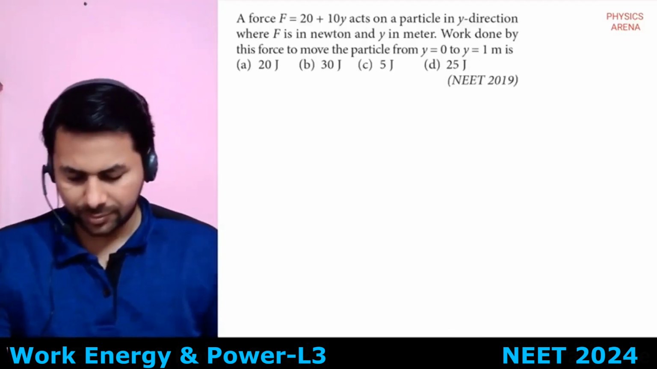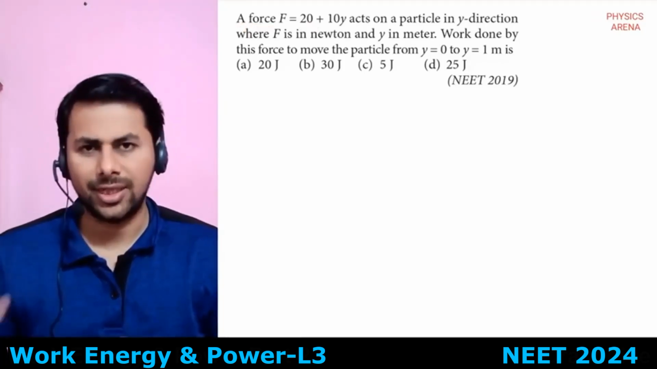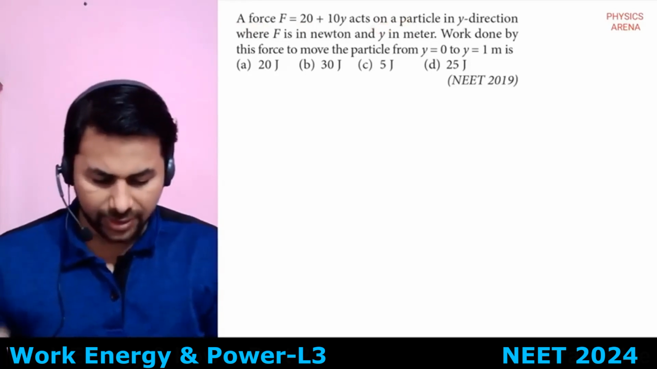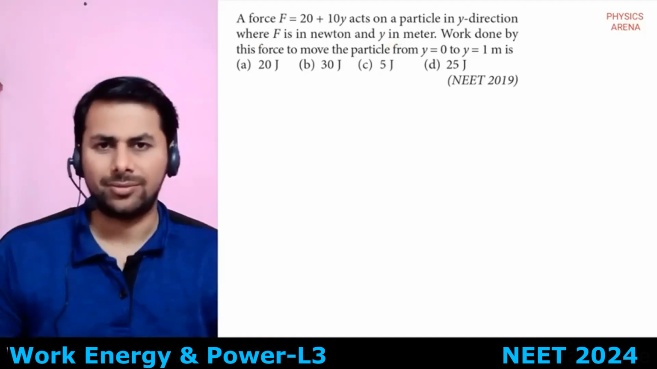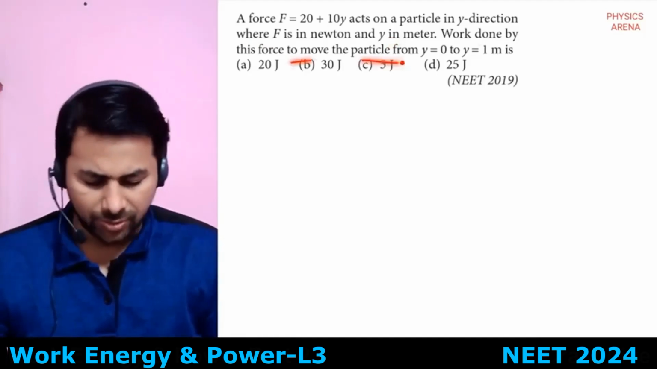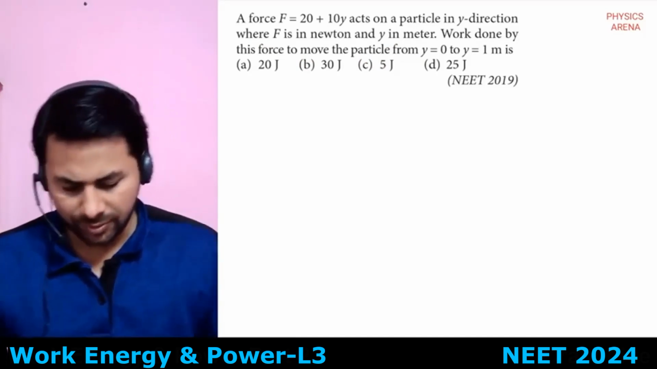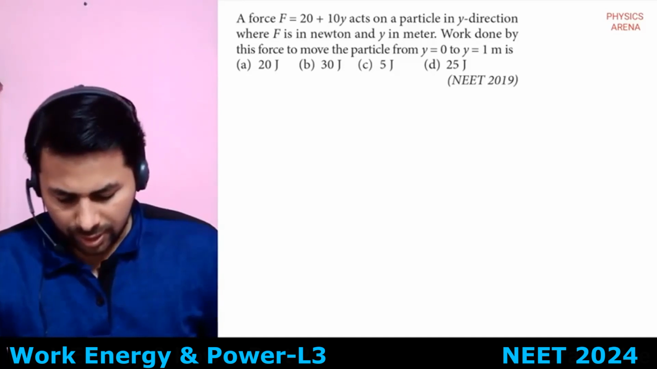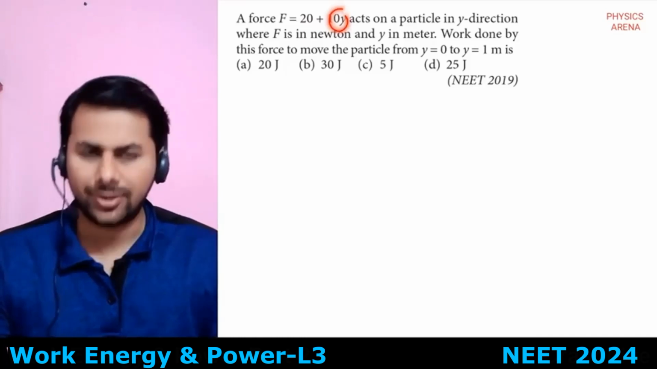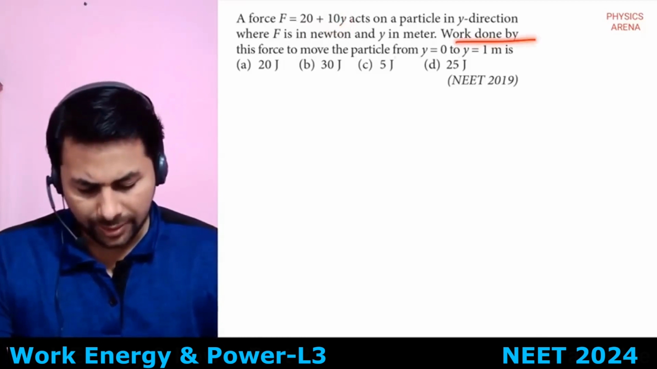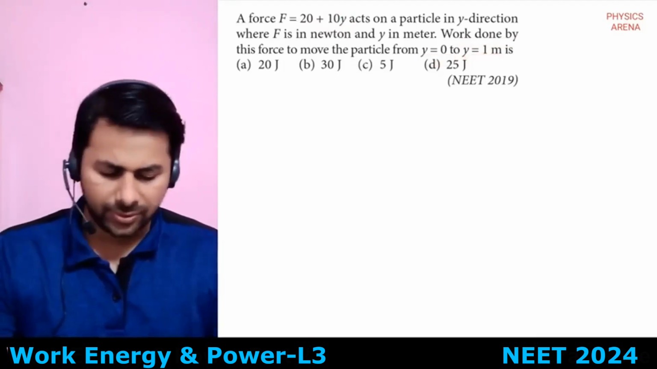Okay, let's see the next one. Force F equals 20 plus 10y acts on a particle in y direction, where F is in Newton and y in meter. Work done by this force to move the particle from y equal to 0 to y equal to 1 meter is. So this is simple. You are given the formula for force, which depends on y only, and we want to find out the work done by this force to move the particle from y equal to 0 to y equal to 1.